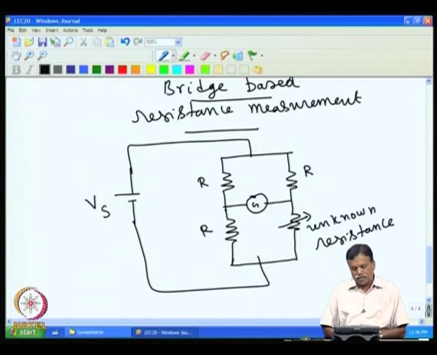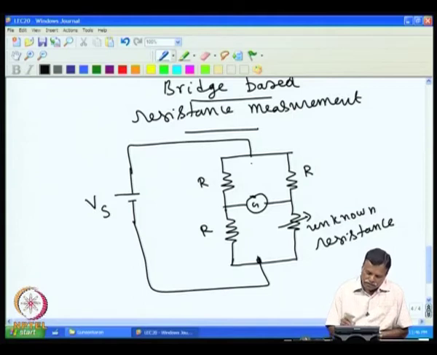This is the unknown resistance. Now, if you look at this circuit, basically it is a voltage divider circuit, because if I leave out this galvanometer, then the applied voltage Vs is basically divided by a factor of 2 by these two resistors. They are fixed resistances.